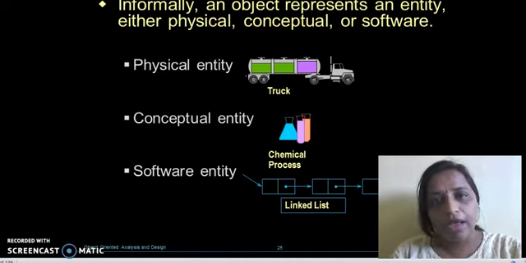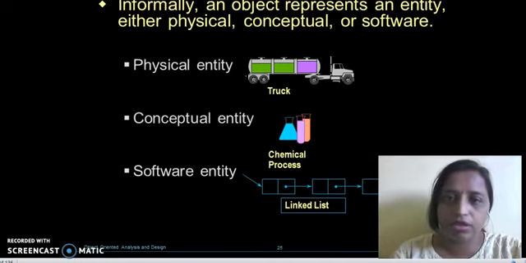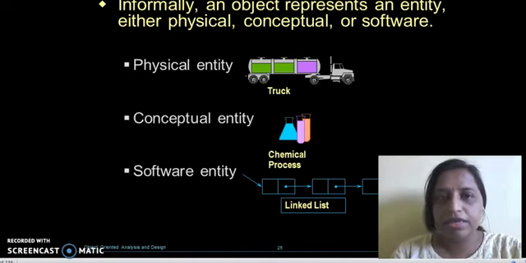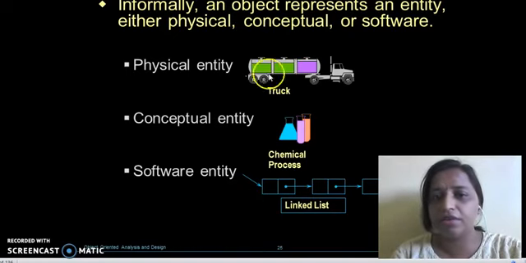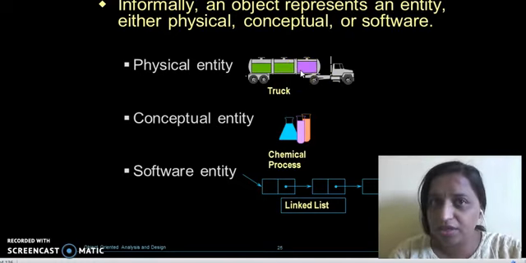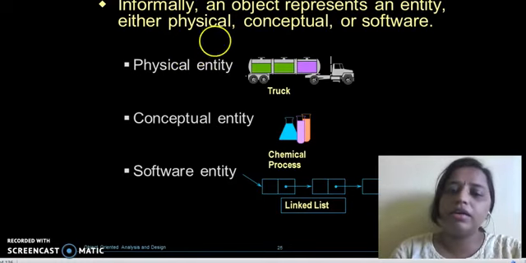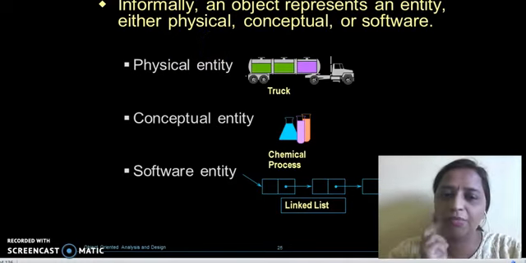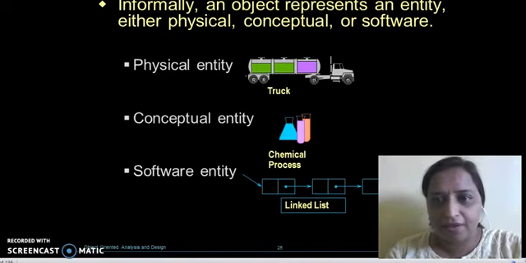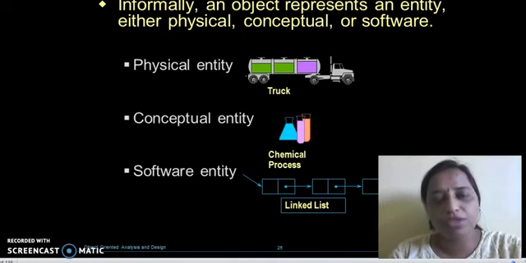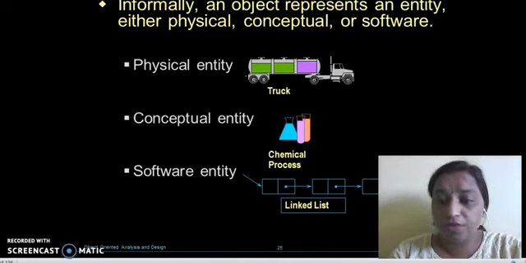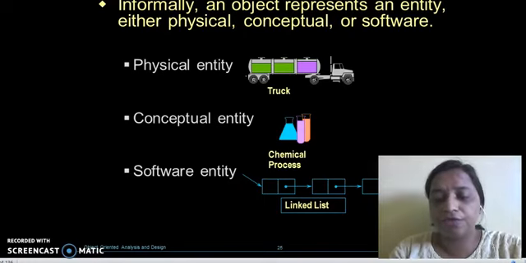What could be an object? An object can be any entity, either physical, conceptual, or software entity. It can be a physical entity like a vehicle, say a truck. If I have a vehicle class, I may have a truck as an object, a car as an object, a motorbike as an object. If we go conceptually, say a process, method, or a concept, say chemical reactions, it can be one of the objects. If I'm explaining types of chemical reactions, then the chemical process becomes an object.